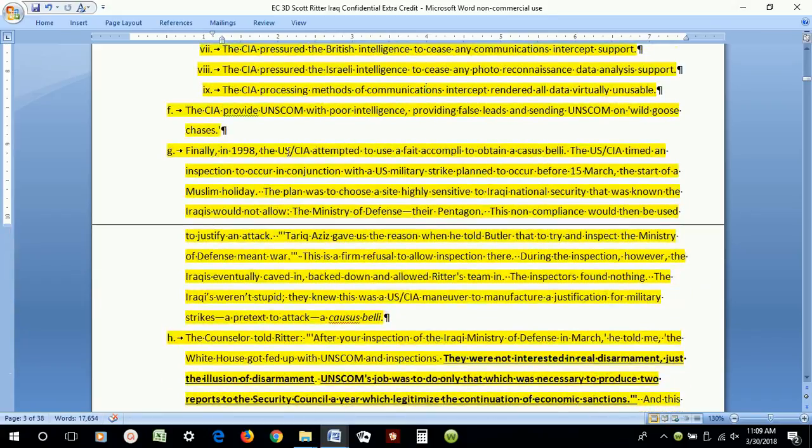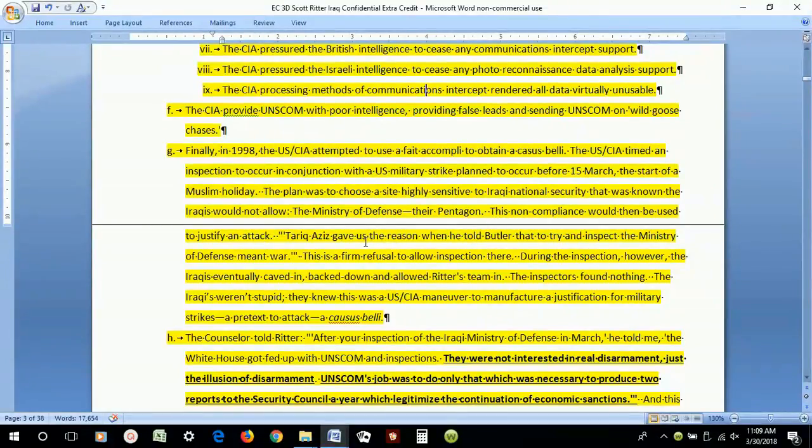Finally, in 1998, the U.S. attempted to use a fait accompli to obtain a casus belli, right, which is a justification for attacking or war. The U.S. CIA timed an inspection to occur in conjunction with a U.S. military strike planned to occur on March 15th, the start of a Muslim holiday. The plan was to choose a site highly sensitive to Iraqi national security that was known the Iraqis would reject, the Ministry of Defense, which is their Pentagon. This noncompliance would then be used to justify an attack.